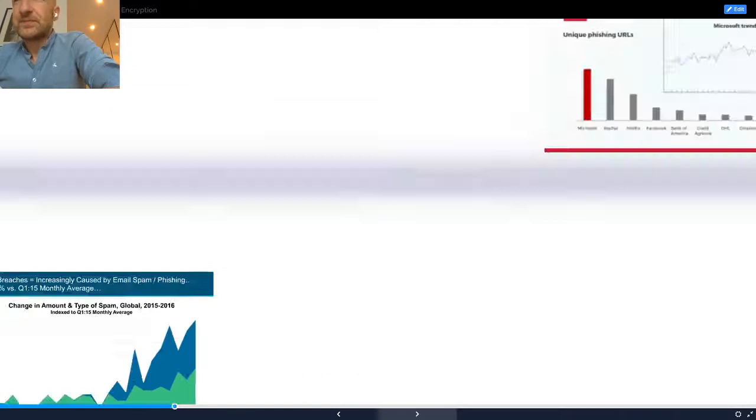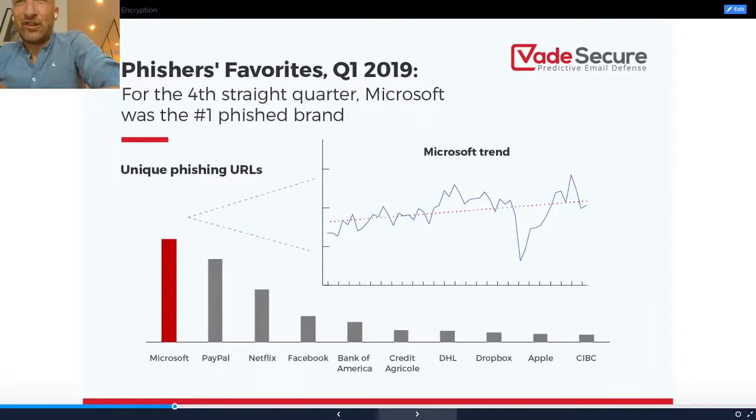We're seeing emails again. This is just the latest. Vade Secure do a top 10 of the emails most likely to appear in your inbox for phishing: Microsoft, PayPal, Netflix, Facebook. We've all got these emails.